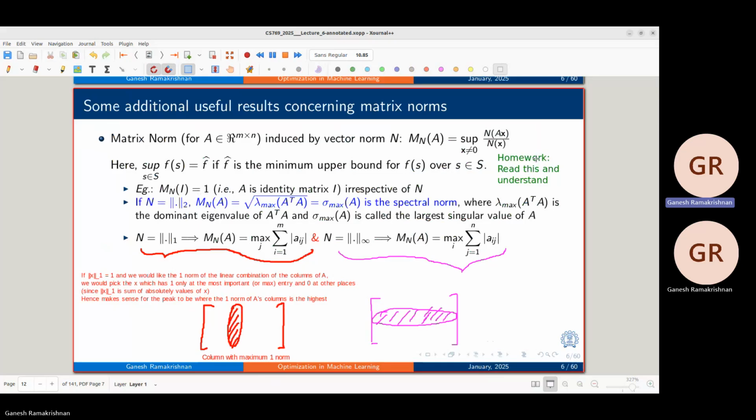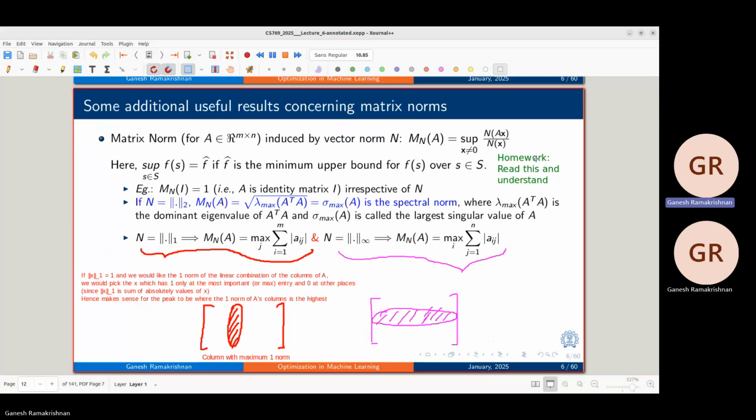So now coming back to other forms. If you take the argument matrix to be identity, you can easily verify that n of Ix divided by n of x is always 1. So the induced norm of I is always 1. If I take n to be the one norm, these are special cases. Again, I'm not going to write all that on the board, put it on the slide itself.